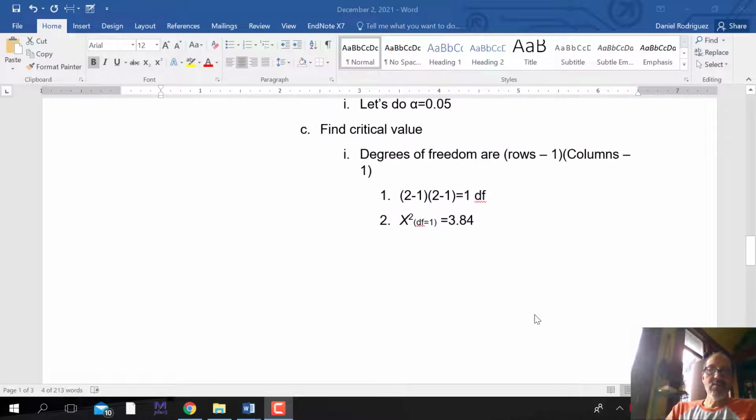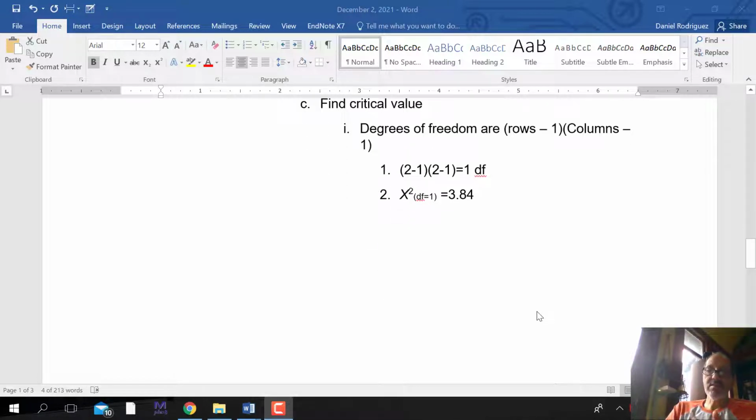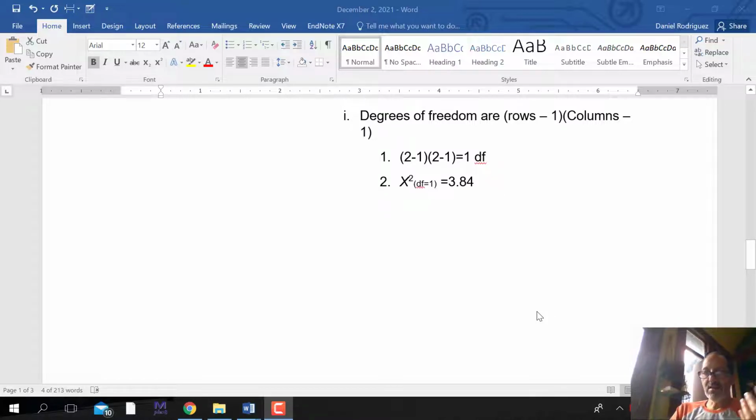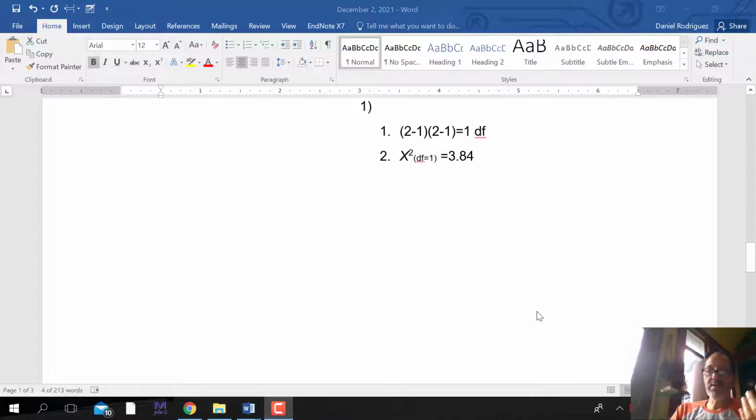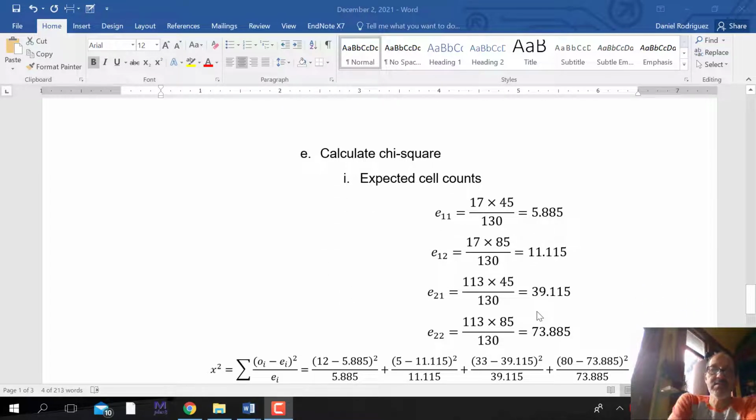So what is a critical value, by the way? To be statistically significant, our chi-square value has to be greater than or equal to that value. So that's what we're looking for. If you're doing this by computer, you would rely on a p-value, and you want your probability to be less than or equal to whatever your alpha is. In this case, it's 0.05. But we're doing this by hand, so we'll use the critical value instead.